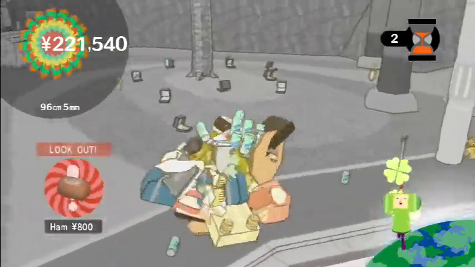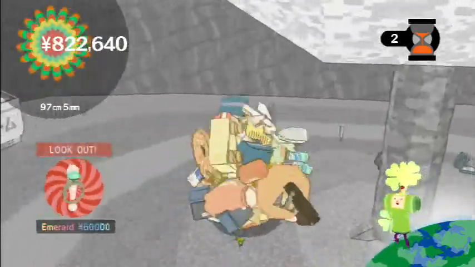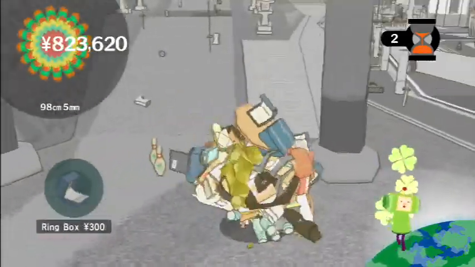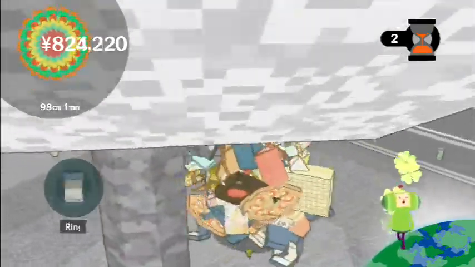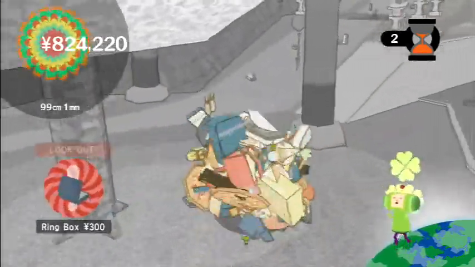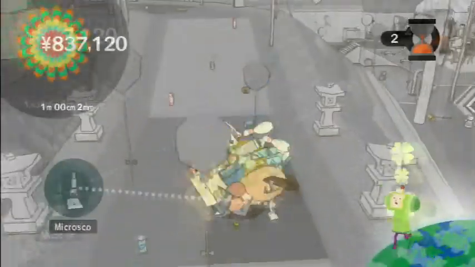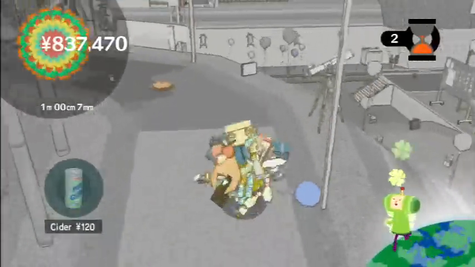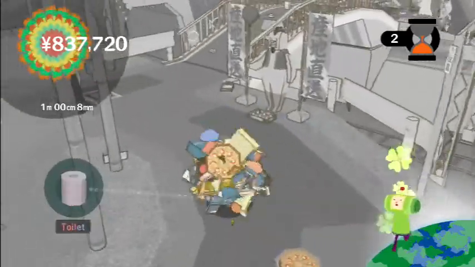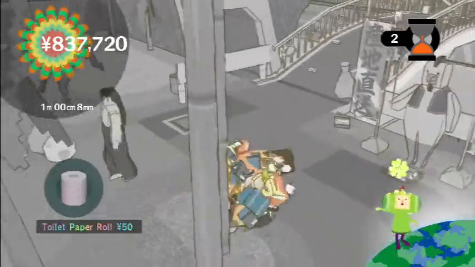Is that a ninja? Walking on the wall. Diamonds. Yeah, there we go. Cha-ching! Ring box only 300 yen? Oh, it's just a box. There's no rings in them. Deceiving, really. I think 100 yen is about $1. So if you look at it that way, it's like $1.20, $2 for that, 50 cents for a toilet paper roll.